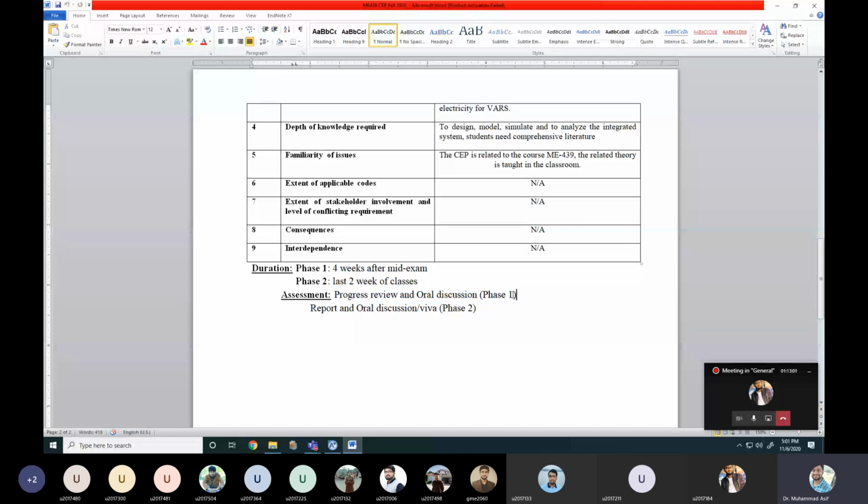You will show me the progress of your model, how much model and simulation you have done. Then in the last week, phase two, meaning the last 2 weeks of the classes, you have to submit the report of this CEP, and then based on the report there will be the Viva and oral discussion. So is it clear?